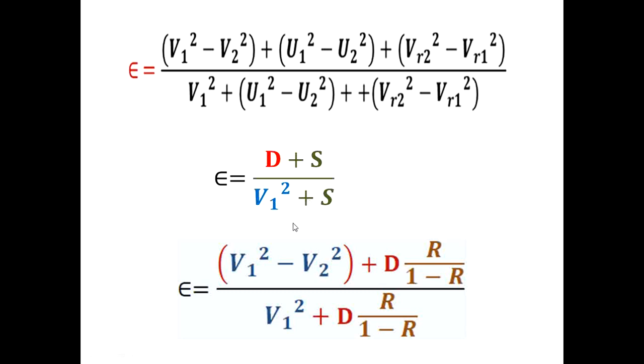Next, in this derivation, I put V1 square minus V2 square as D, and the static part as S, so the utilization factor is V1 square minus V2 square divided by D plus S. Already you know that S is equal to D into R divided by 1 minus R. You put this equation here, and everything is already in place. The only thing left is to simplify this.